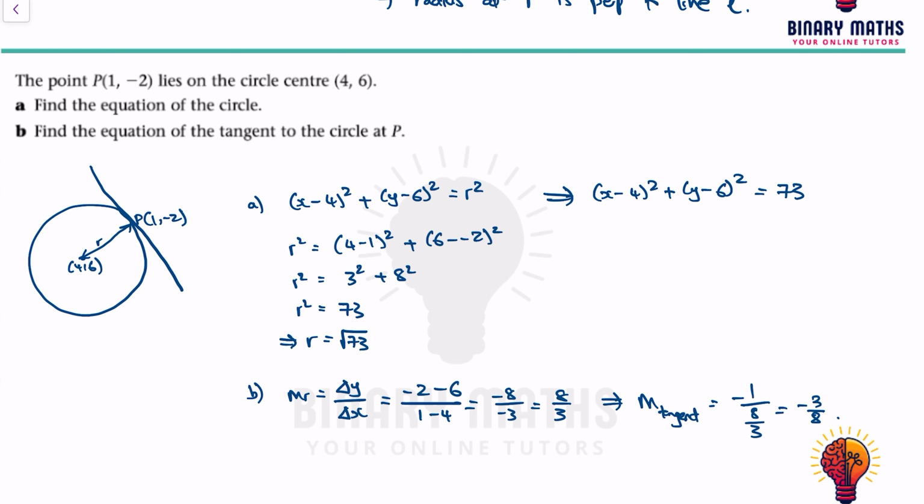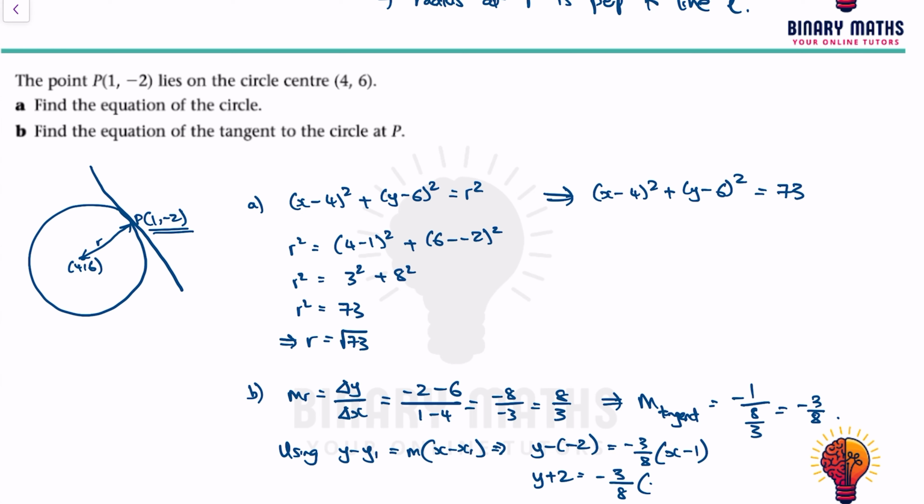Now, because this tangent goes through (1, -2), using my equation of a line formula, I end up getting y minus minus 2 is equal to minus 3 over 8 times (x minus 1). So y plus 2 is equal to minus 3 over 8 times (x minus 1).